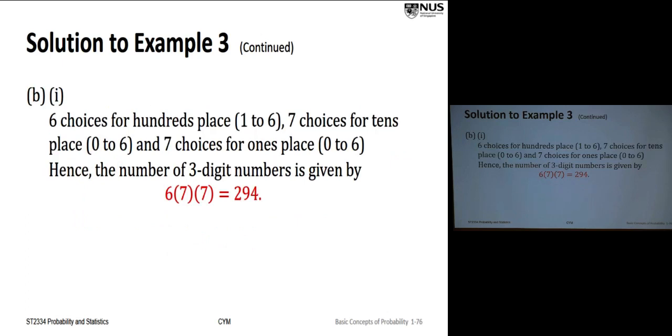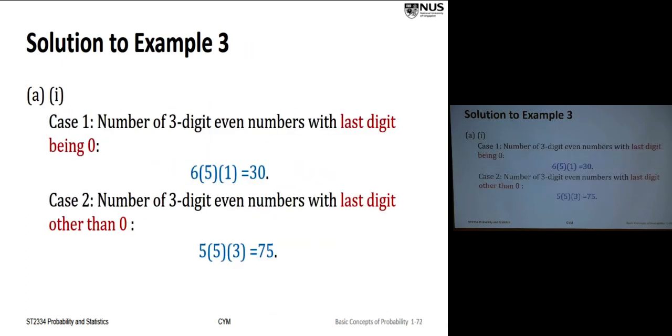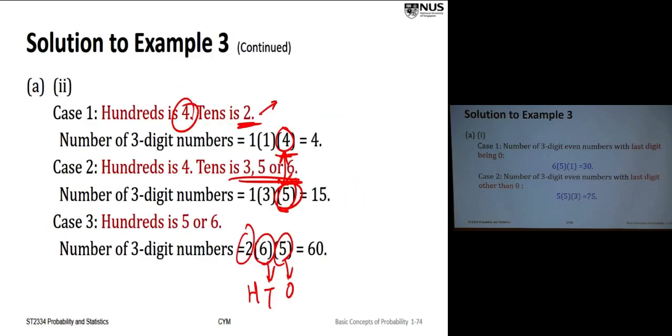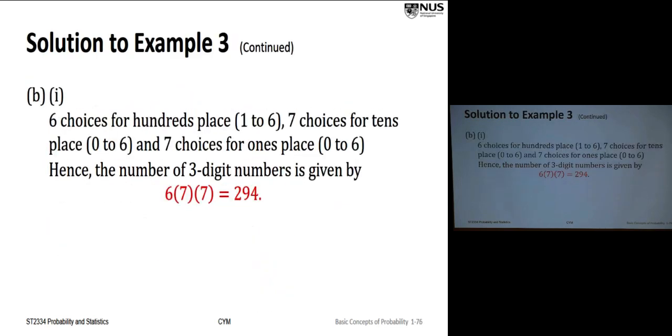Okay, part B. What is part B? We listed the condition that digits can only be used once. Now I can use them more than once. That means I can repeat. So how many can form? How many are odd? How many are even? And how many are greater than 420?